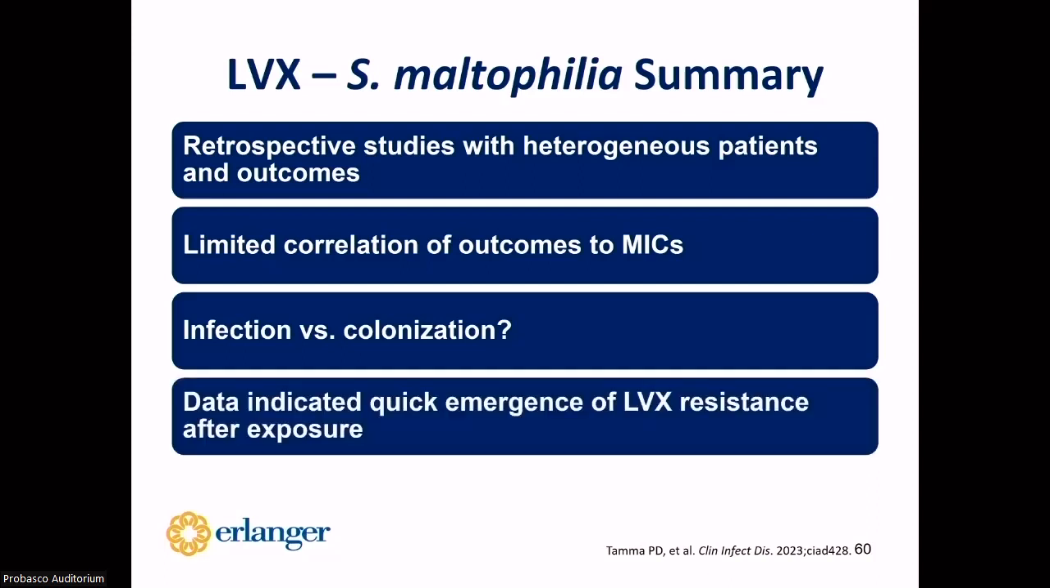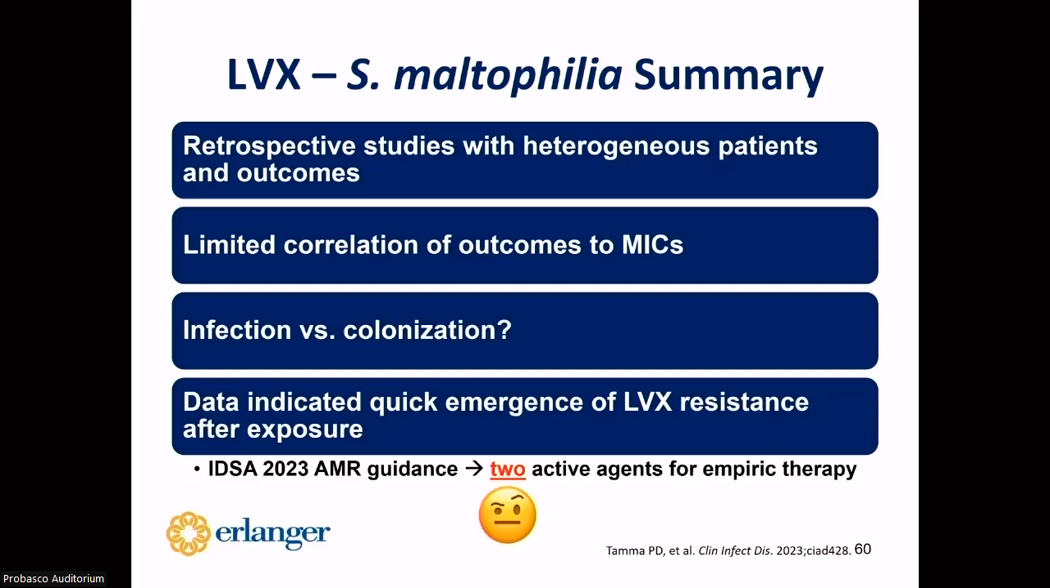Additionally, I wish I could get deeper into this topic, but there was a little bit of data that indicated quick emergence of levofloxacin resistance after being exposed to these agents. For this reason, in 2023, this year, IDSA published an antimicrobial resistance guidance document, and they now recommend 2 active agents for empiric therapy against Stenotrophomonas. And it felt exaggerated, because if we have this suspicion for levofloxacin, then why are we translating that to all of the other agents, really?